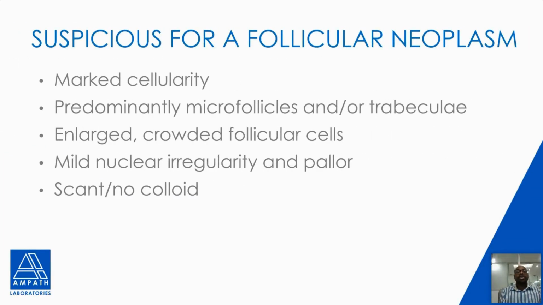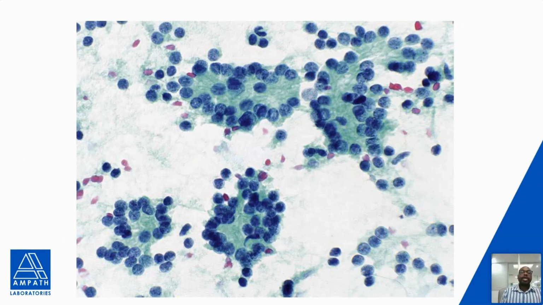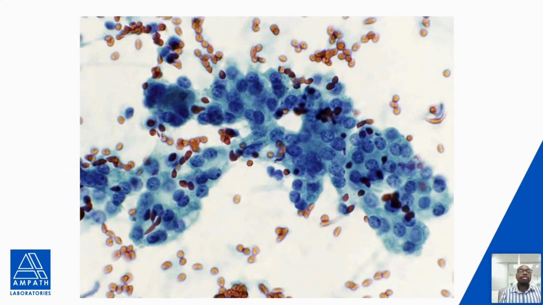And then the next category, which is category number 4, is follicular neoplasm or suspicious for a follicular neoplasm. Here, you'll have marked cellularity. The specimens will be hypercellular, and they will predominantly have micro or small follicles, and you may also have trabeculae. The cells will be enlarged and crowded follicular cells. You may have mild nuclear irregularity and pallor. You'll have scanty or no colloid. This is an example, but here the picture doesn't show the cellularity as it was zoomed in. It will be hypercellular, and then you'll have these microfollicles, and some nuclear overlap. And this is another example showing the microfollicles.